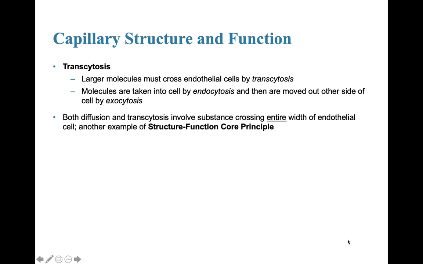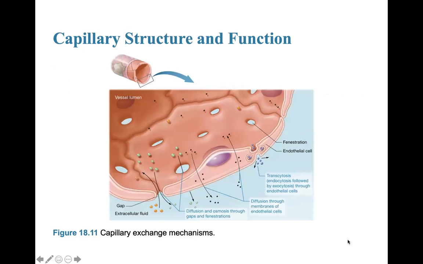Transcytosis: larger molecules must cross through the endothelial cells by transcytosis. Molecules are taken into the cell by endocytosis, and then they are moved out through the other side of the cell by exocytosis, and this is what the process of transcytosis is.